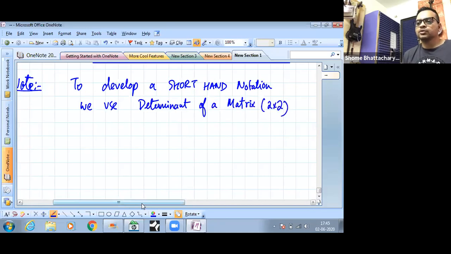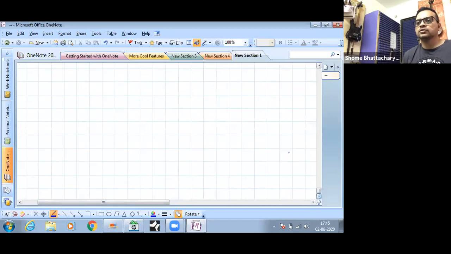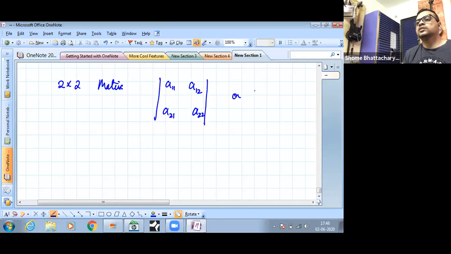So first, you would have studied this in 9-10, but I'll just do a quick review. A 2 by 2 matrix is an array of 4 numbers, like this, let's say. Or you can just say it is A, B, C, D, whatever, like this. Any matrix is rows and columns. So a 2 by 2 matrix has 2 rows into 2 columns. So it's an array of 4 numbers.